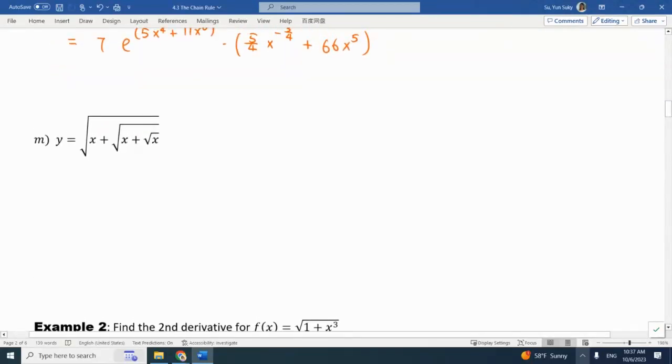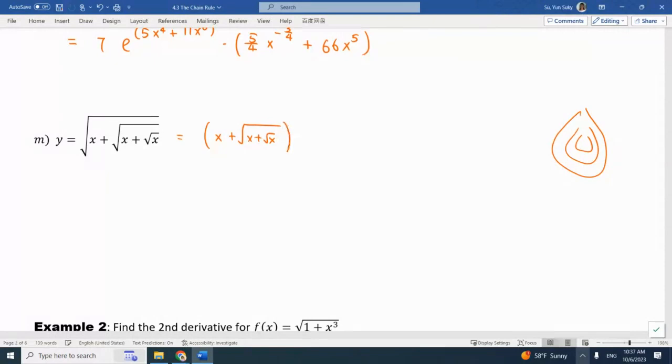Okay. What happens when we have something like this? So remember, you peel off the layers, right? You look at the outside. Outside, you see this is like something to the square root, which is what? 1/2, right, everybody? So we look from the outside to the inside. So we let the inner function be u in the first step.